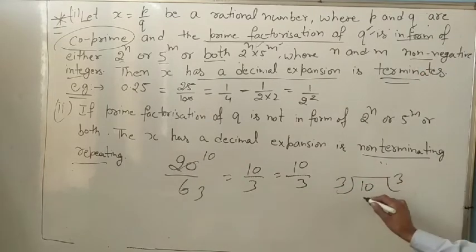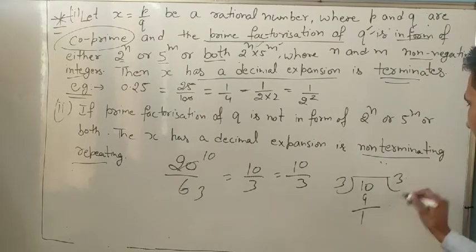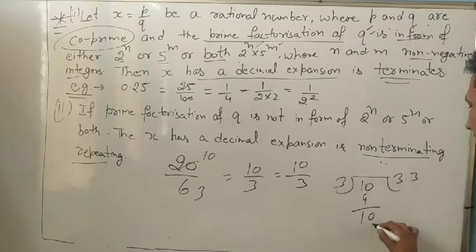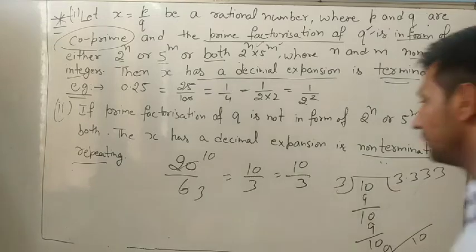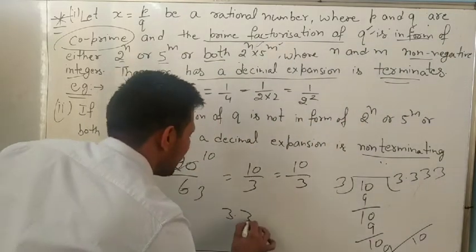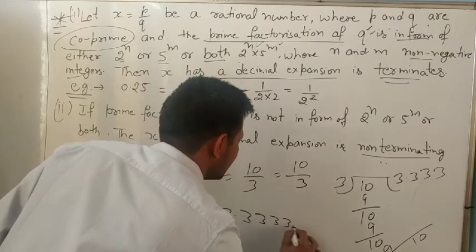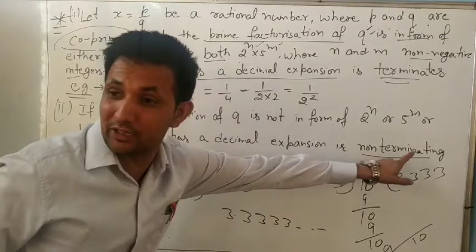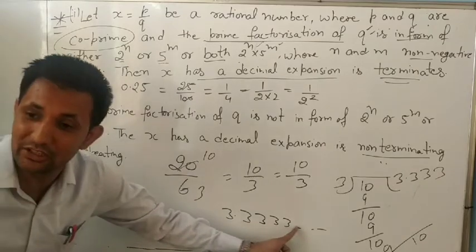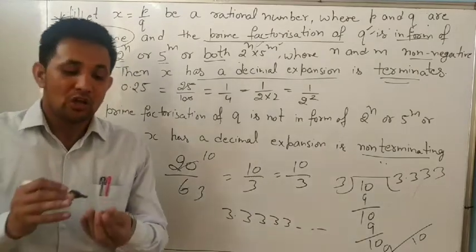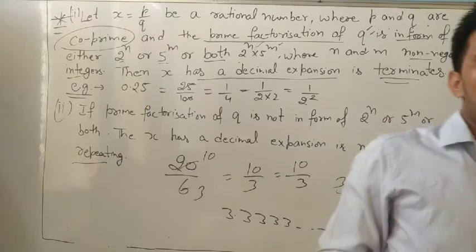3 3s are 9, 1, decimal 0. 3 3s are 9, 1, 0. 3 3s are 9, 1, 0. Every time it will become 3. So 3.3333, it never ends. Non-terminating, yes, never ending but repeating: 3333. Understand or not? It is so simple.